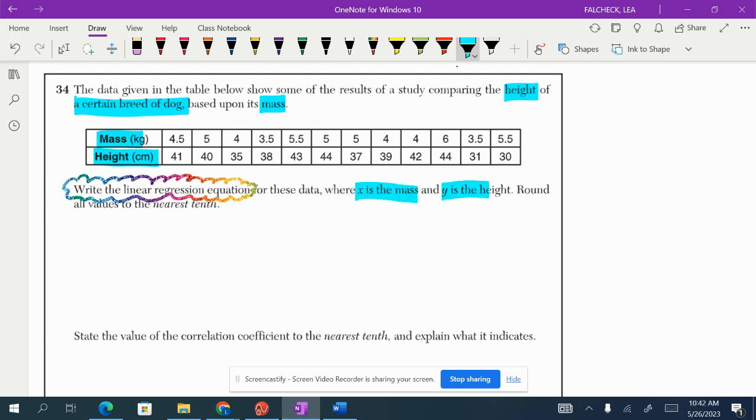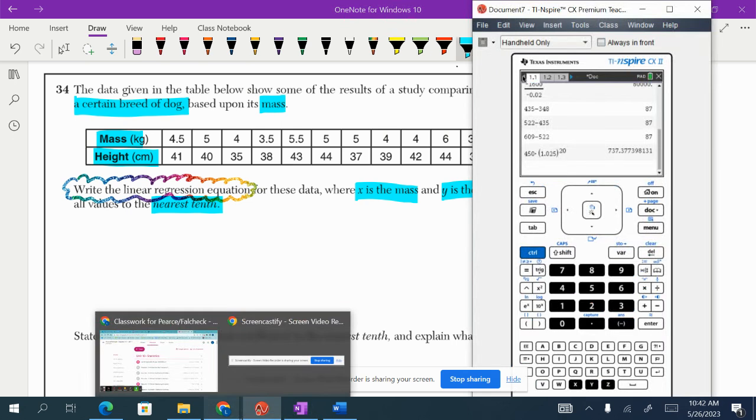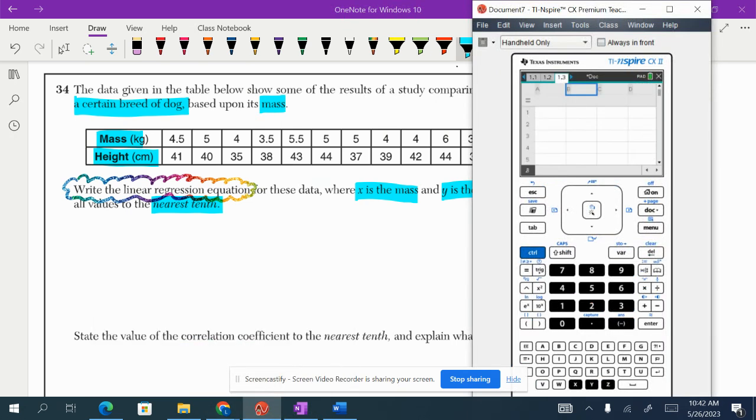X is the mass and y is the height. Round all values to the nearest tenth. Okay, so when we're writing a linear regression equation, what we're going to want to do is type all of this data into data and spreadsheets. I already did that here. Go ahead and pause the video and get mass in one column, height in the other, and then we're going to calculate the linear regression equation. So pause the video and then meet back here.